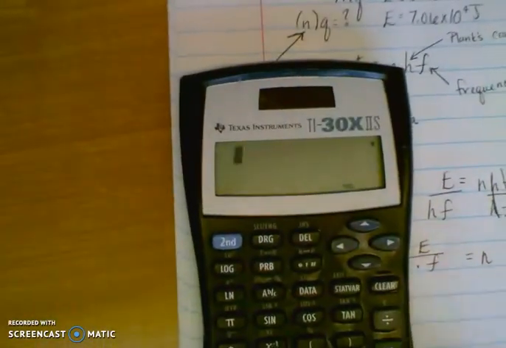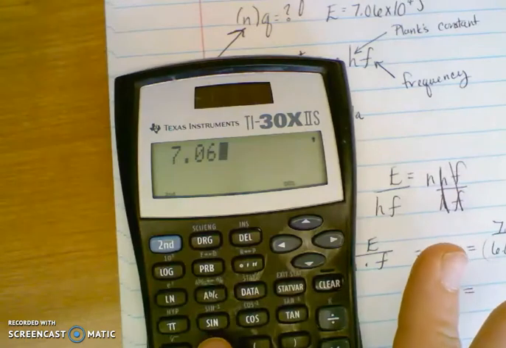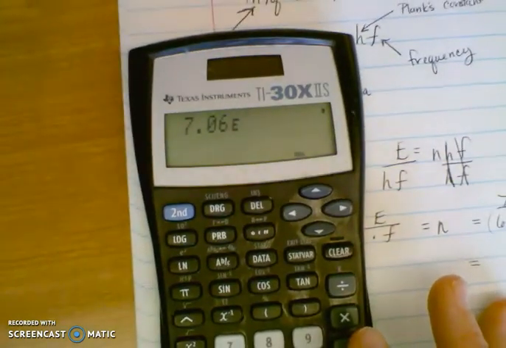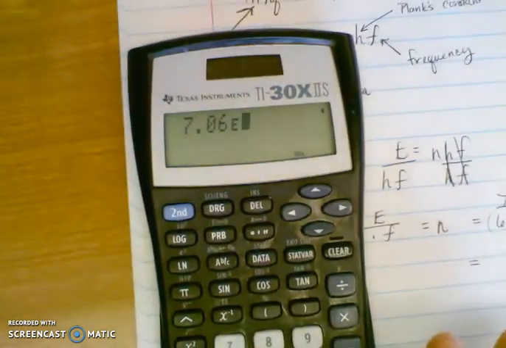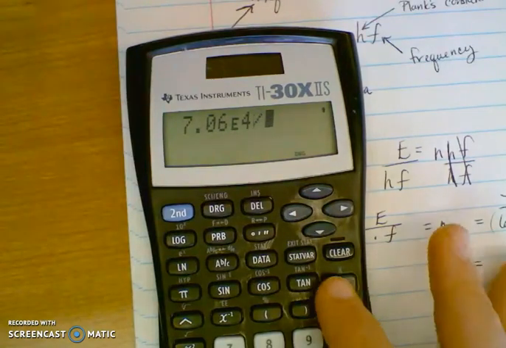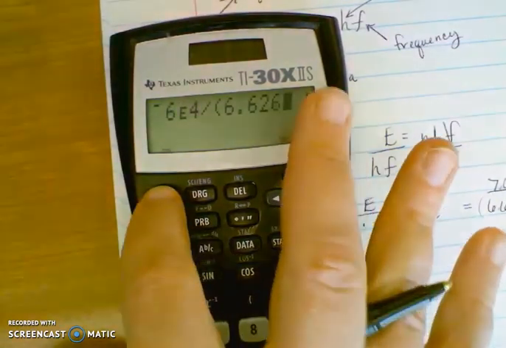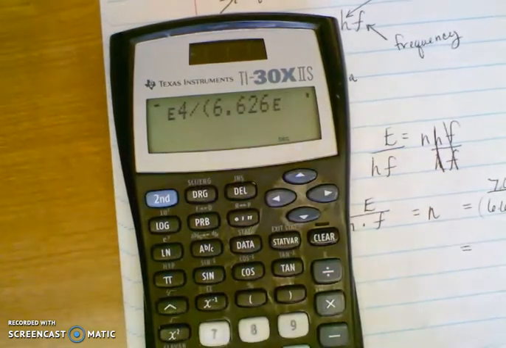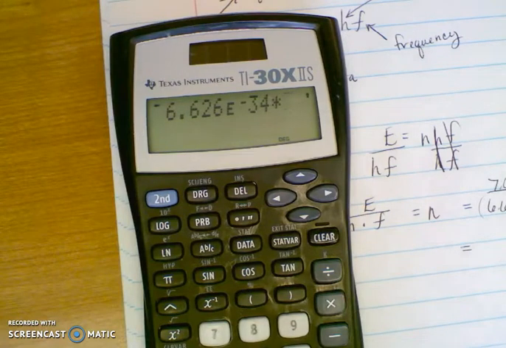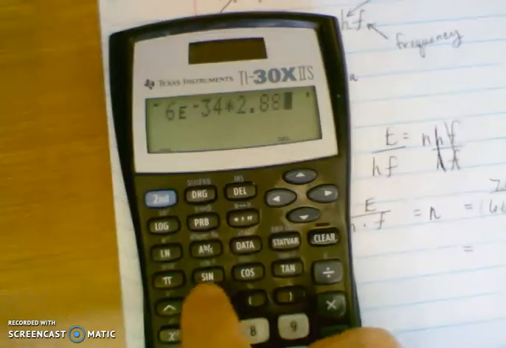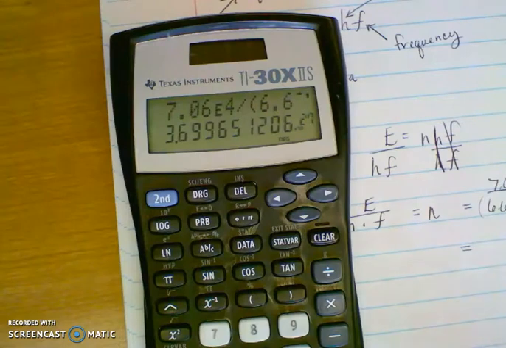So I'm going to show you how I put this into the calculator. 7.06, and I do the second button and then the x to the -1 there. I'll do it again just so you can see. 7.06 second EE, that represents times 10 to the, and then you just put the exponent. Now I'm going to divide by the two that I need to put together there. 6.626 EE -34, times 2.88 second EE 10, my parentheses, and there's my answer.